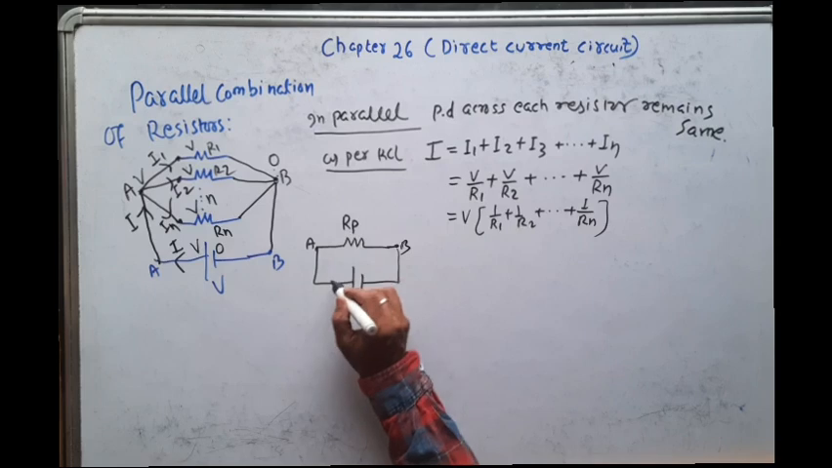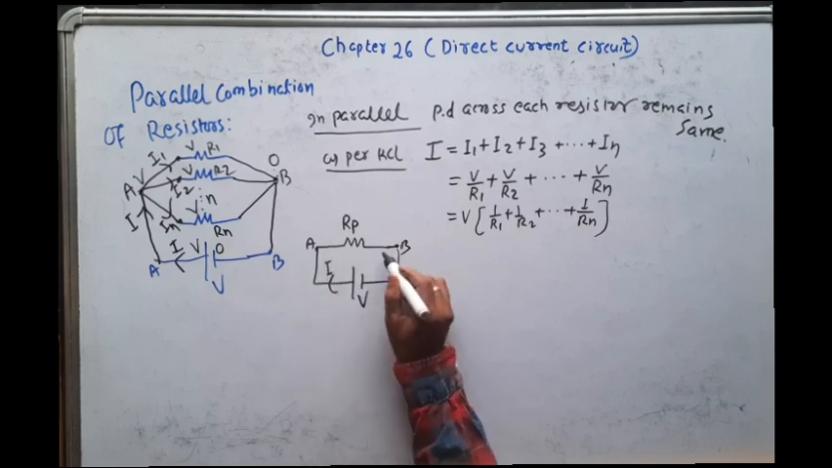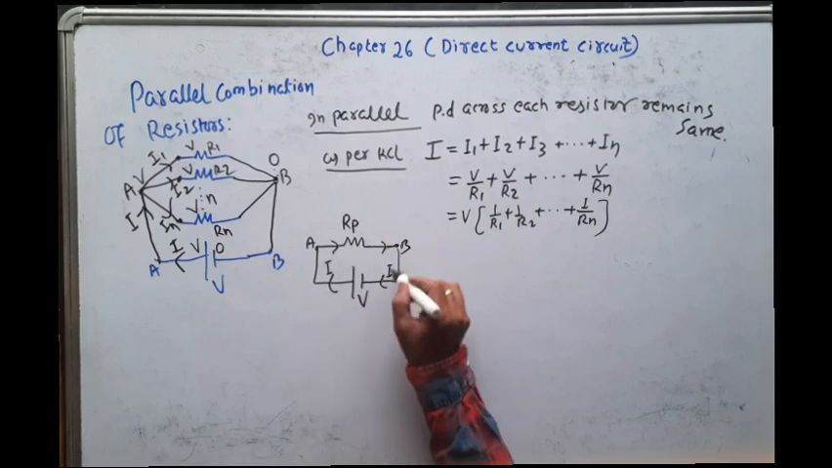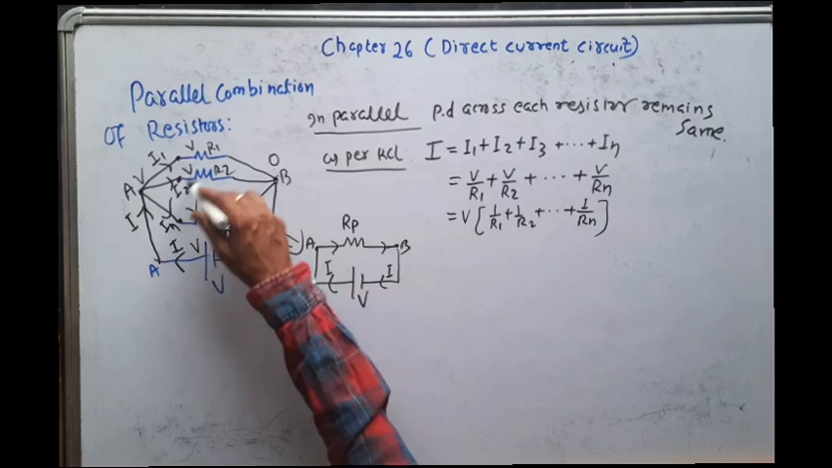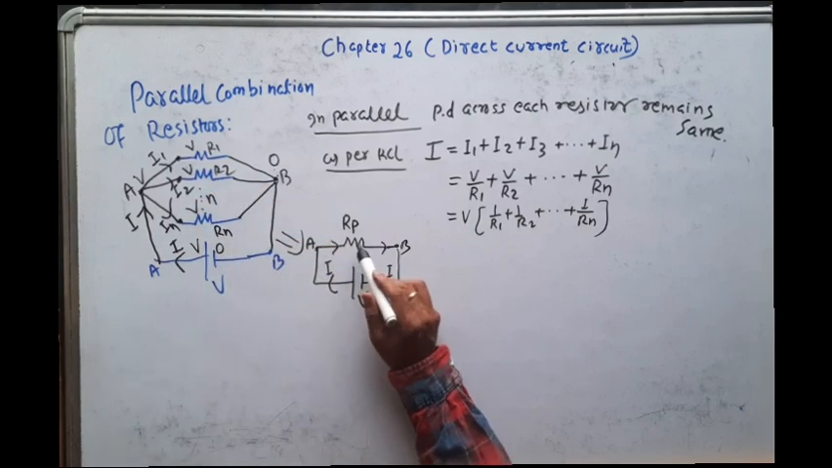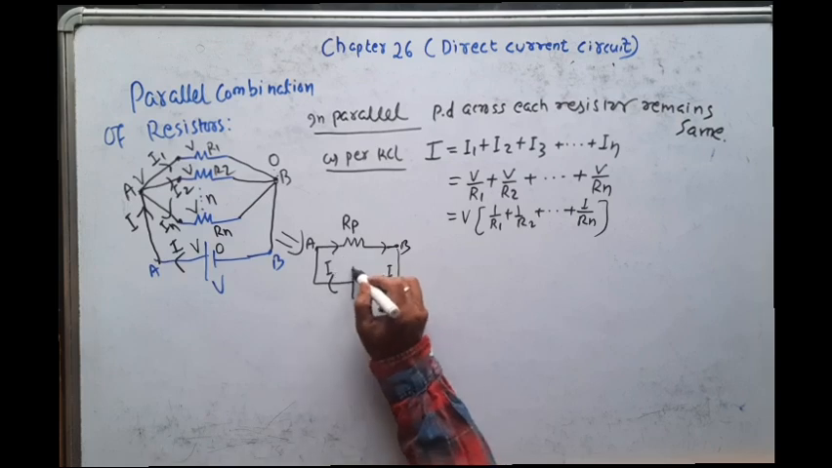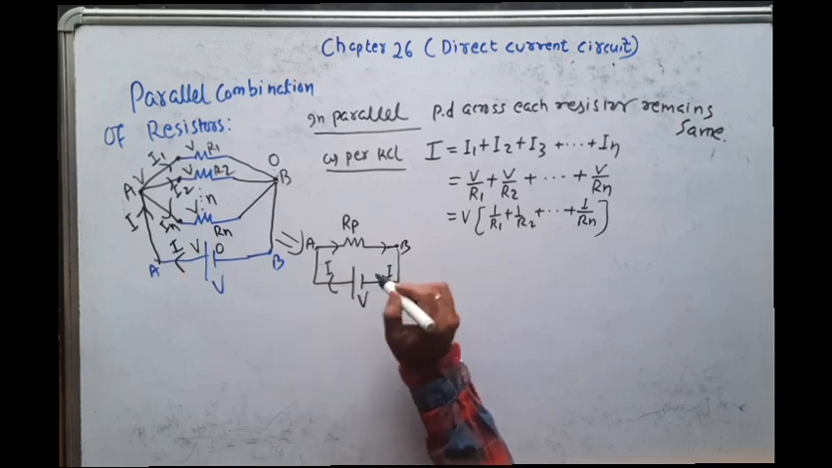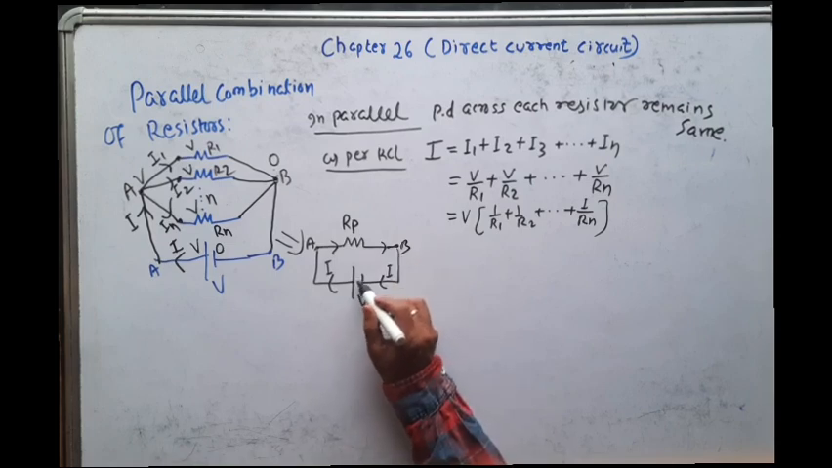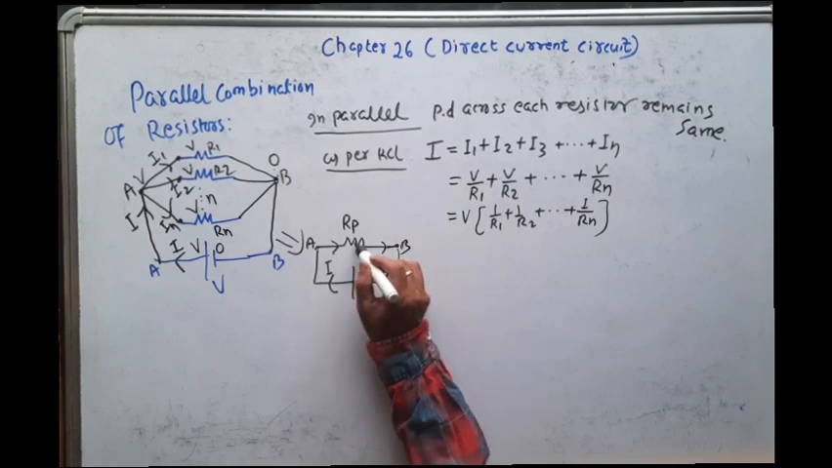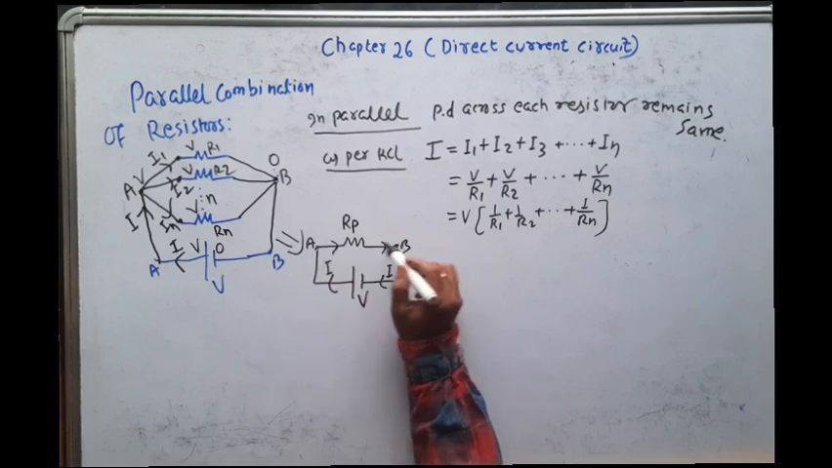Here this single resistor is also drawing I current. So current will flow like this. So this is the equivalent circuit of this circuit. Okay. So here what is the potential difference across this RP resistor? Here you see this terminal is connected to A, this terminal is connected to B. If the potential difference across this terminal is V, then the potential difference across A and B is also V.